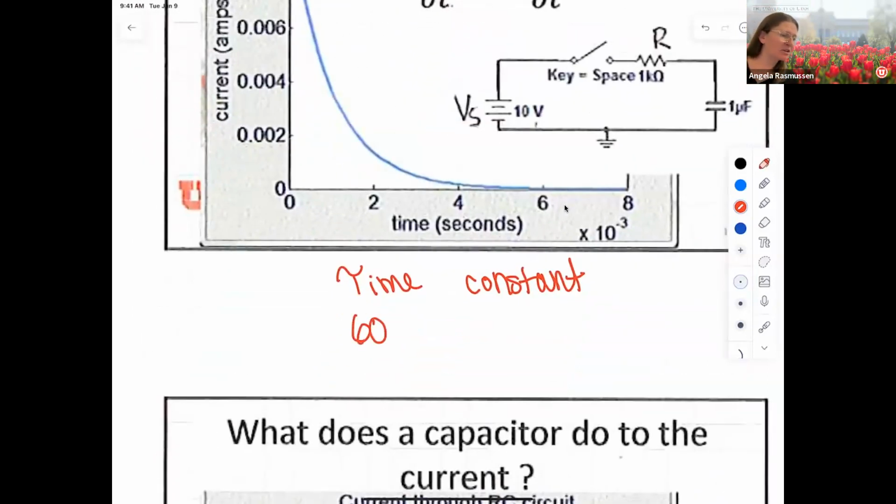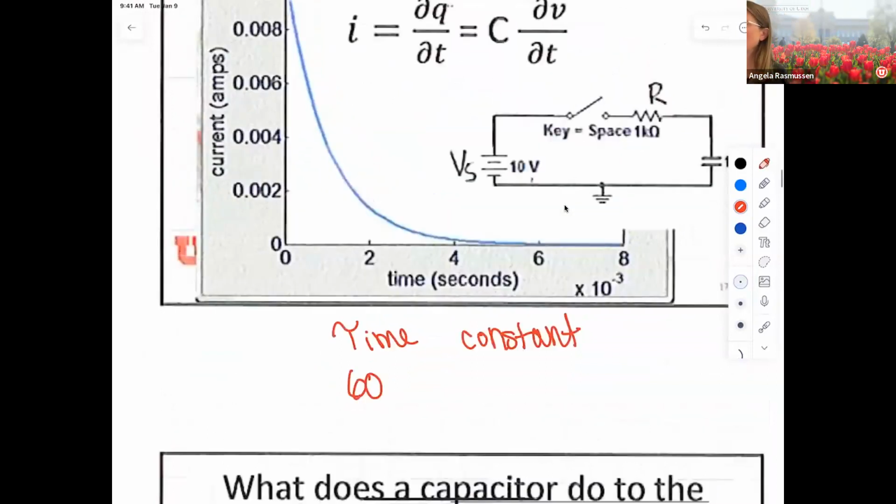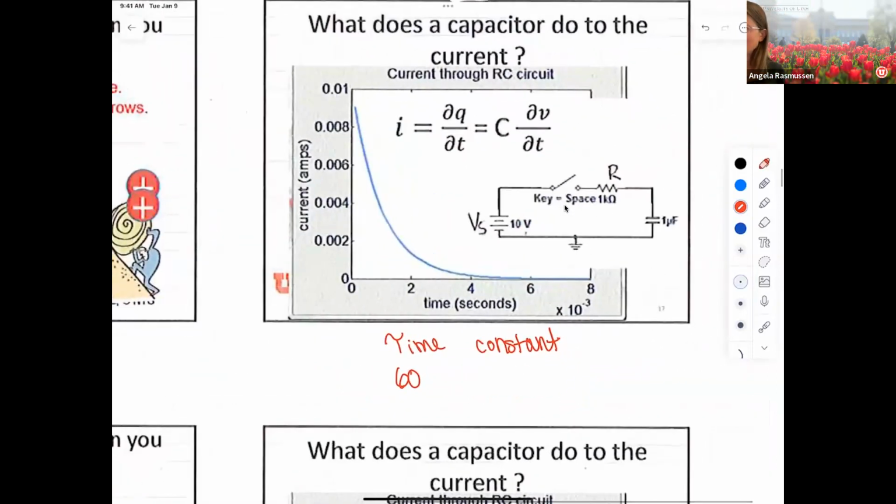Maybe I should be more specific. It's 67%, but I usually say around 60%. I like approximate things. So 60% of final value.